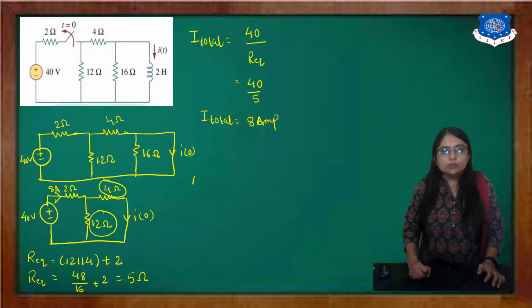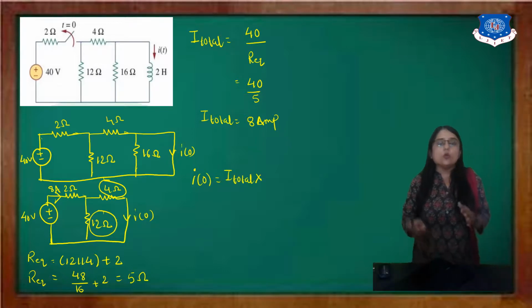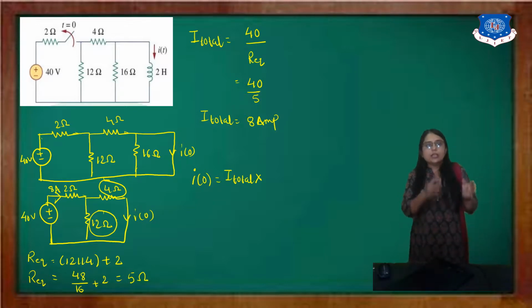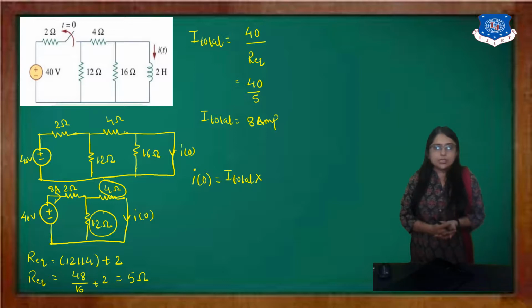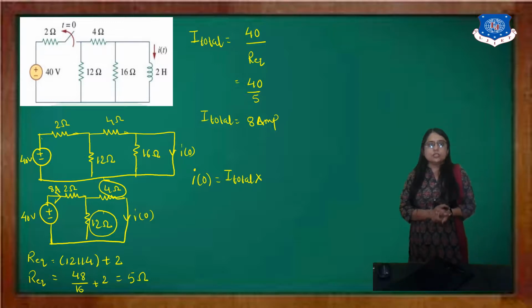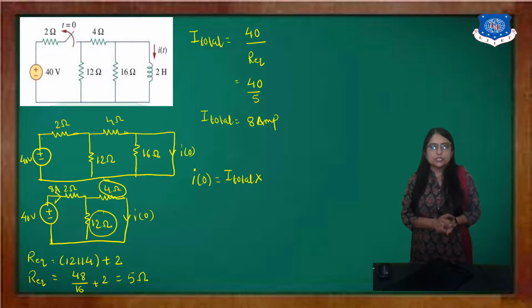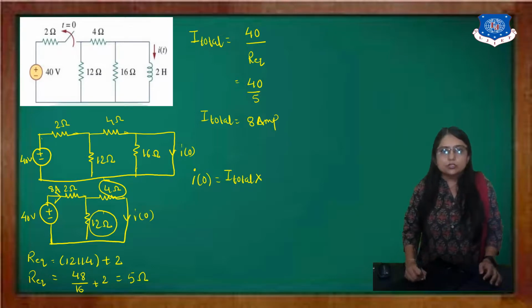So the value of I of 0 will become total current multiplied by the opposite resistor. And here my opposite resistor is what? It is 12, because I am interested in finding the current through this 4 ohm resistance. So I total multiplied by 12 upon 12 plus 4.